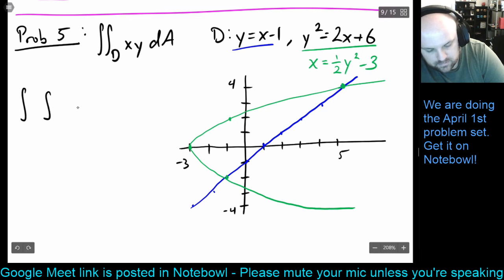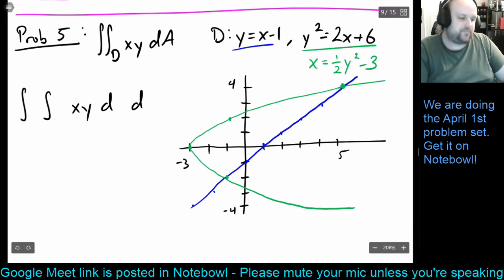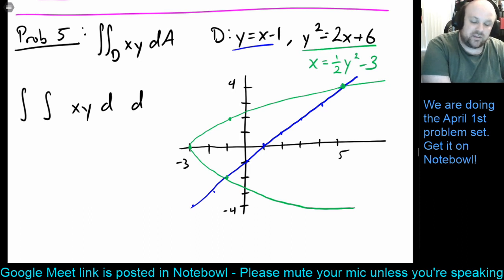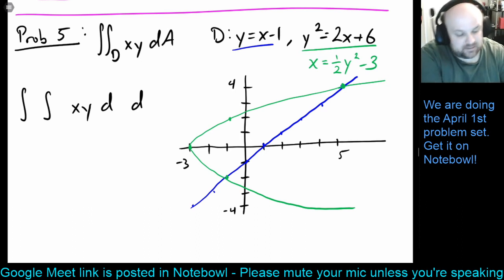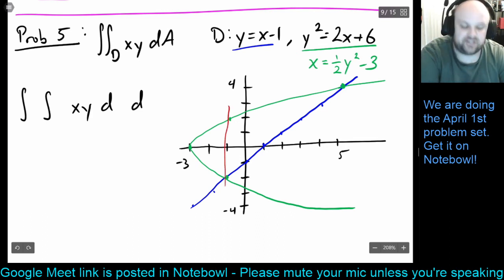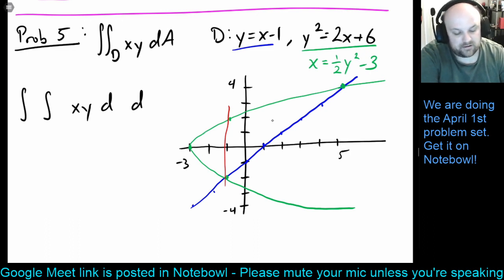X first? Yeah, integrating with respect to x first here is much better. If we tried to integrate with respect to y first, we would have to split this region here, because in the y direction, in this part, the bottom and top are both green, but over here, the bottom is blue and the top is green.